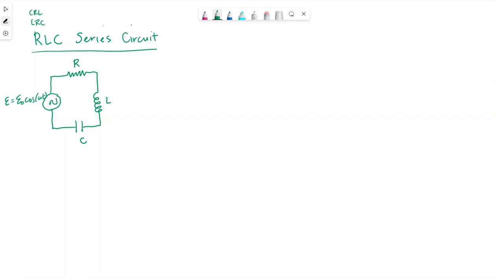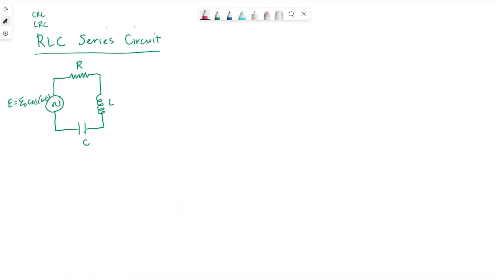And if you recall, when we talked about just the resistor, the voltage drop across the resistor and the current flowing through the resistor are in phase. We just talked about the inductor in the last video. The voltage drop across the inductor and the current flowing through the inductor are out of phase. Specifically, the voltage leads the current by 90 degrees or pi-half radians.